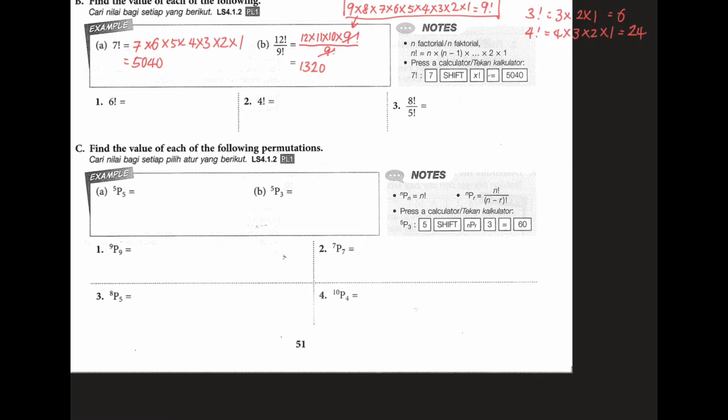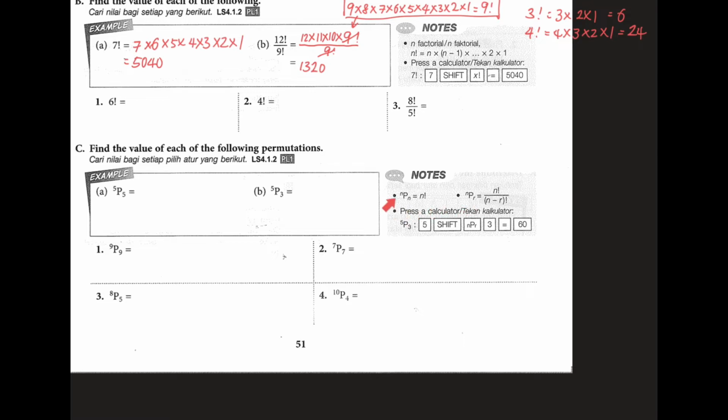So still remember, not long ago I said permutation is how many ways to arrange something. Okay, so you see the formula first. NPN equals n factorial. NPR equals n factorial over n minus r factorial. So maybe you are wondering, okay, what is this P? What are this N and R?